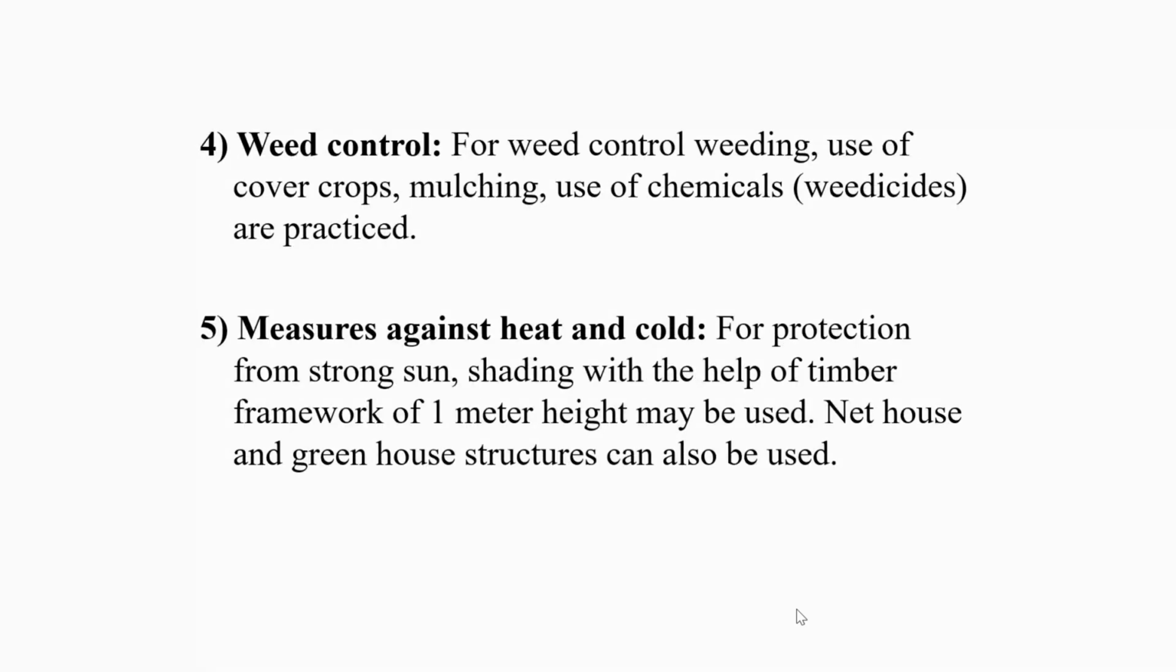The next one is weed control. Weeds compete with the plants for food, space, and other essentials. So, timely control of the weeds is necessary. For weed control, weeding, use of cover crops, mulching, and use of chemicals, that is weedicides, are practiced. Pre-emergence weedicides like Basalin or post-emergent weedicides like 2,4-D and Roundup are useful.